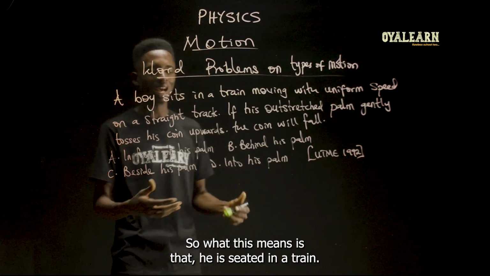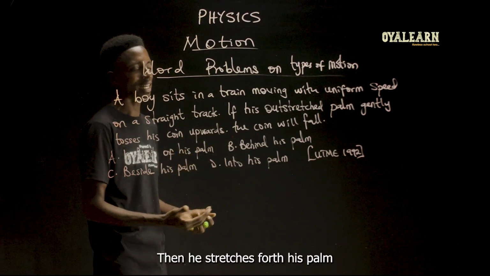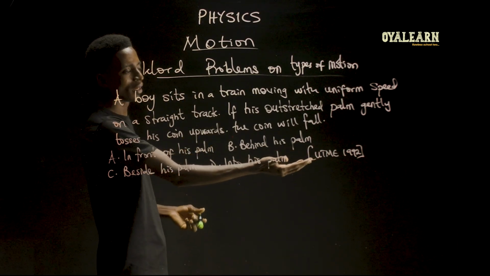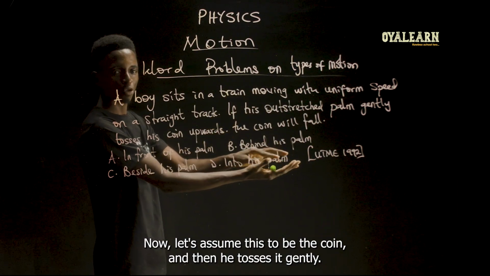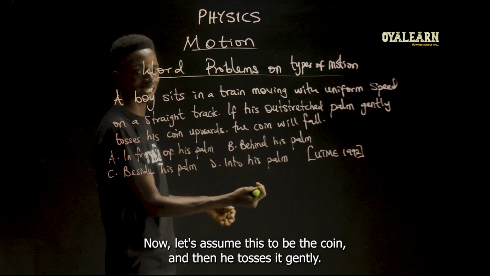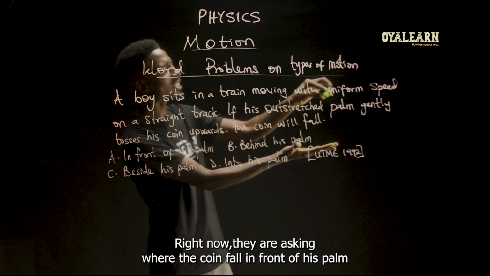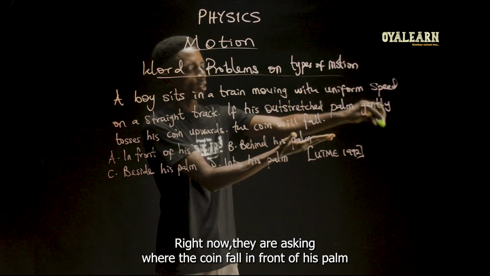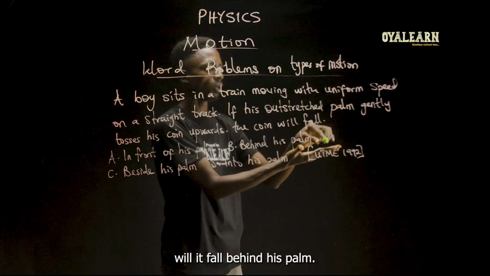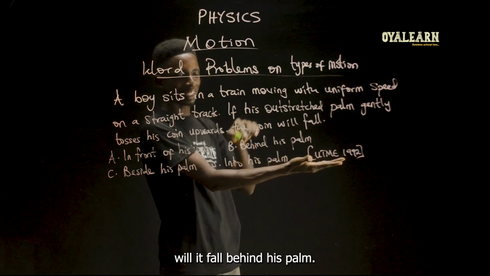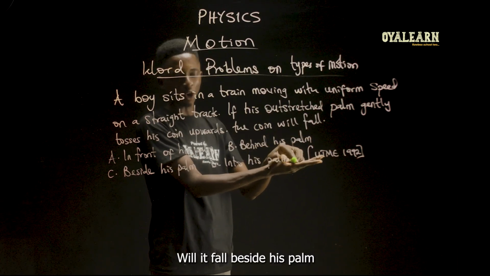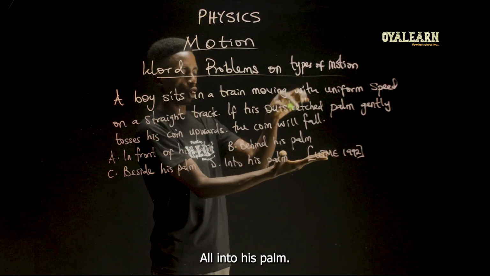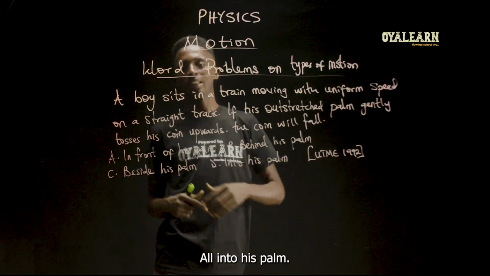So what this means is that he's seated in a train, then he stretches forth his palm. Now, let's assume this to be the coin, and then he tosses it gently, right? Now, you're asking, will the coin fall in front of his palm? Will it fall behind his palm? Will it fall beside his palm or into his palm?